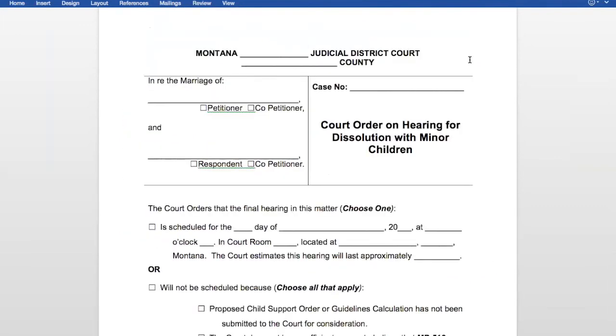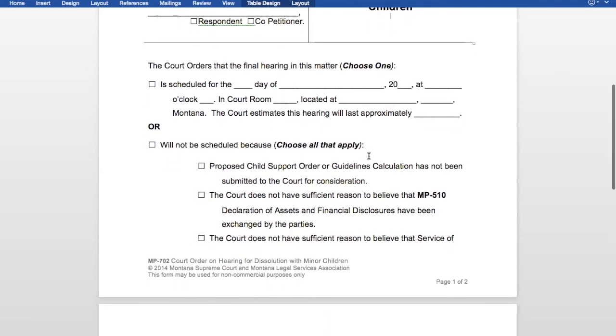Now we will discuss how to fill out MP 702, Court Order on Hearing for Dissolution with Minor Children. When filing a request for a hearing in default by clerk, you must also file the court order on hearing for dissolution with minor children. The clerk will use this form to notify you and the other party of when your hearing to finalize your dissolution is and where it is located. When completing this form, you will fill out the caption identical to your previous filings, and the rest of the form should be left for the court to fill out.